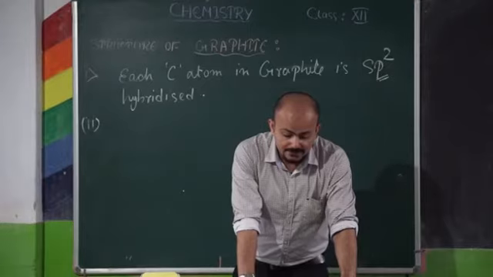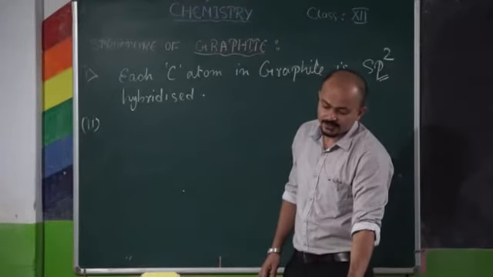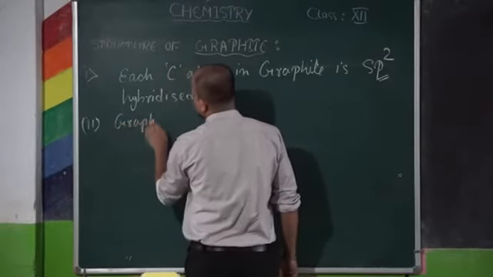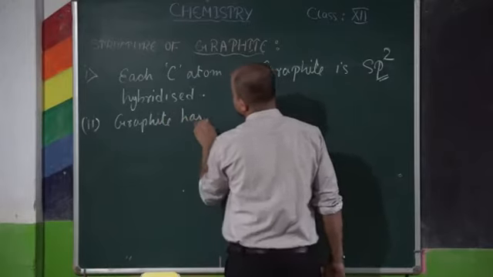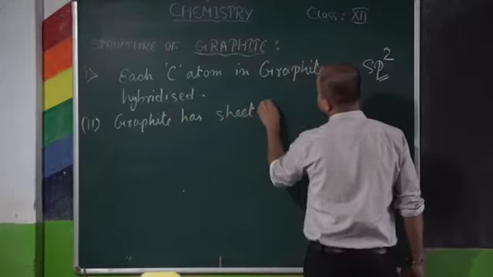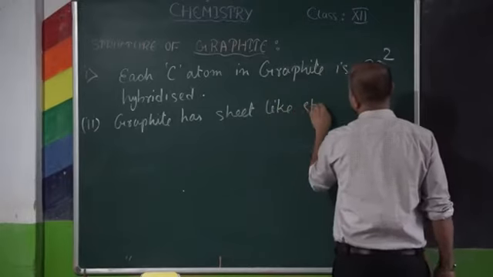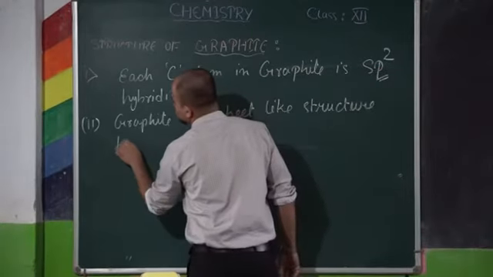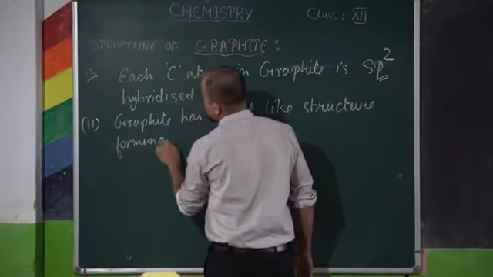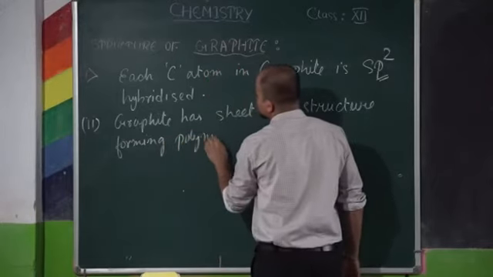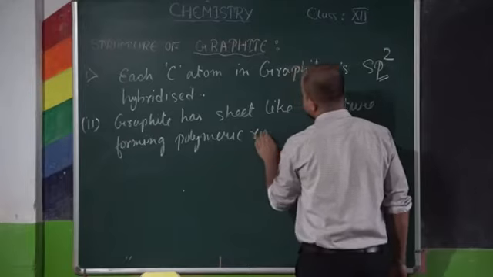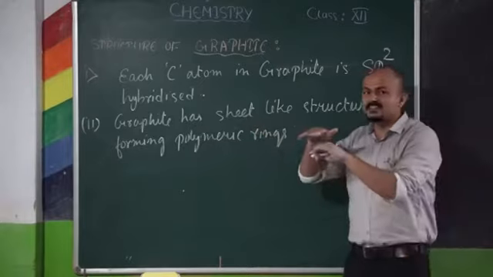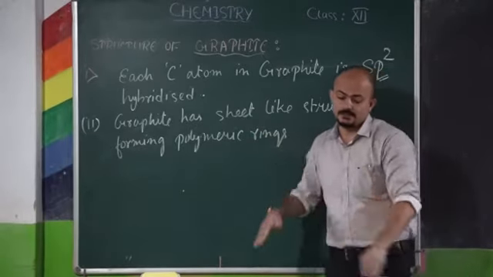Now graphite has two-dimensional sheet-like structure forming polymeric rings, and these sheets are separated by a certain distance. You have to remember this point.